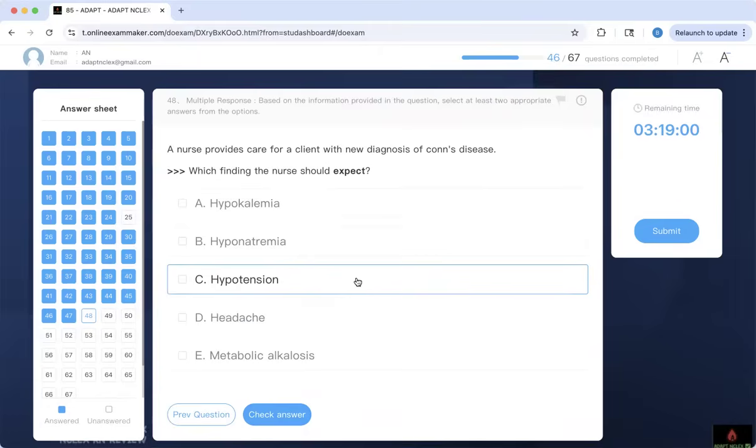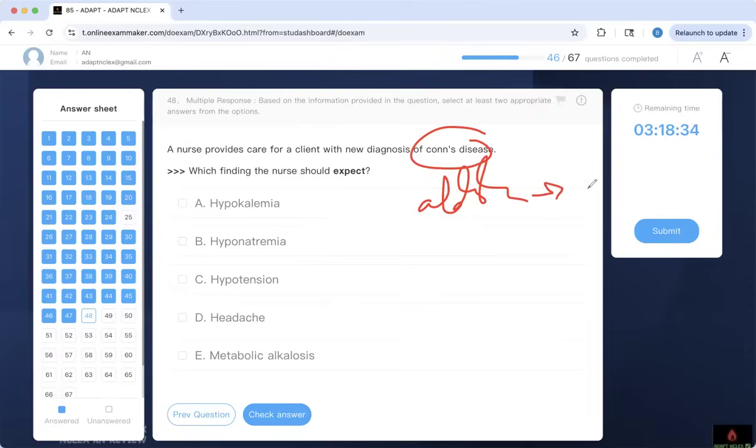Number 48. Let's provide care for a client diagnosed with what? Crohn's disease, which finding should the nurse expect: hypokalemia, hyponatremia, hypotension, headache, and metabolic alkalosis? This question is all endocrine, and I know you got it. Therefore, what do you think? Think about it. Crohn's disease is what? Aldosterone. If this is aldosterone, it's going to increase your sodium, your potassium goes low, and your blood pressure goes up. Therefore, what do I expect?